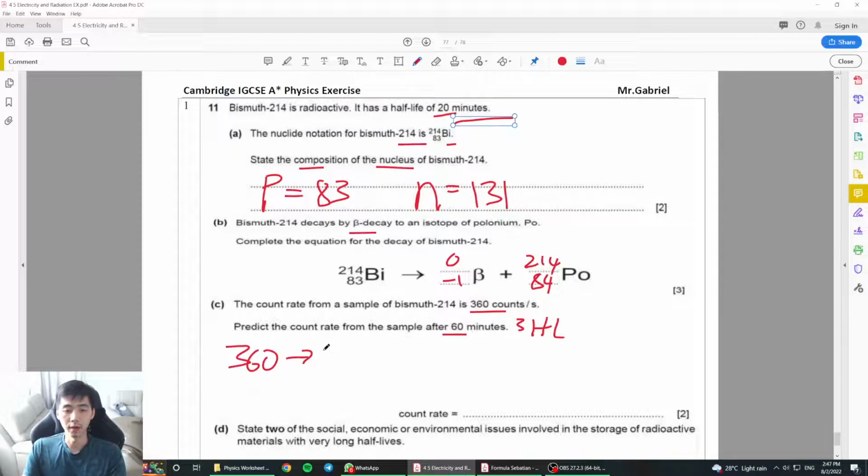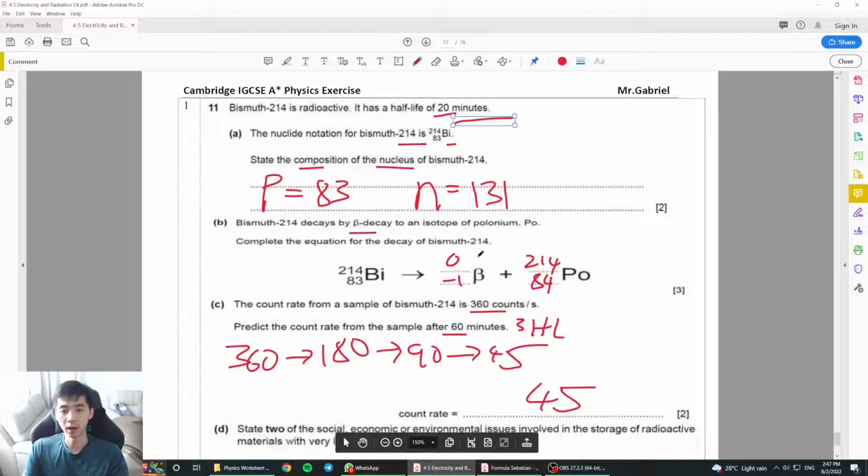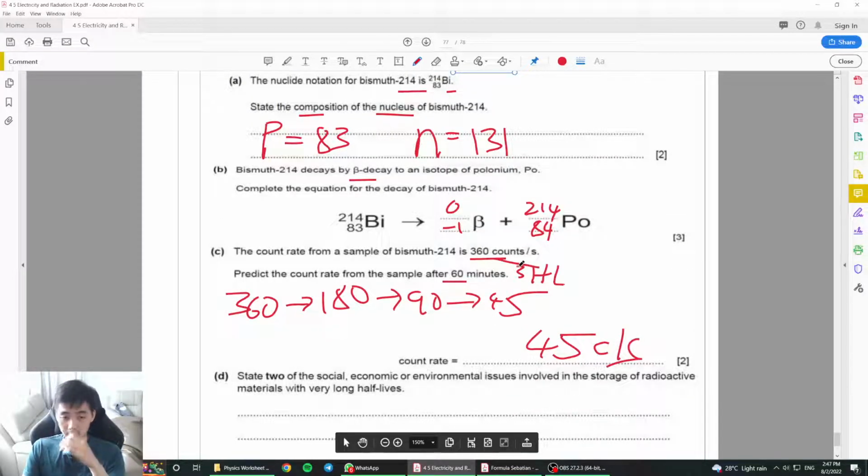360, 1 half-life, 180. Second half-life becomes 90. The third half-life becomes 45. So that's why it's 45. What's the unit of radiation? Counts per second, guys. It's supposed to be counts per second.